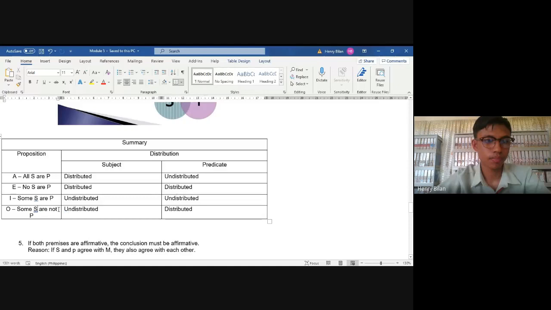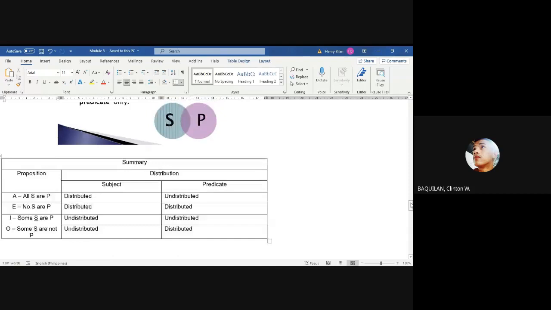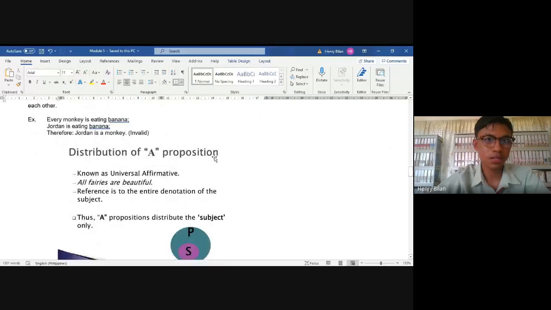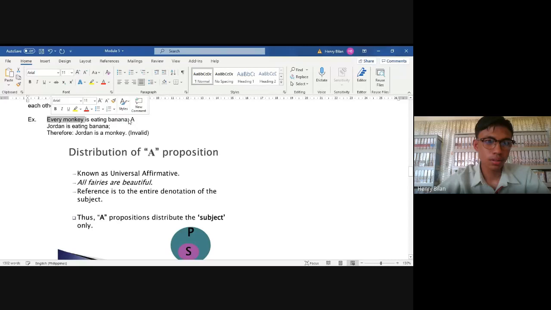So, please, subject DDUU or predicate UDUD. Take it. Put it to your heart, put it to your mind. Tapos balikan natin ito. Every monkey is eating banana. So this is an A proposition. Kaya ibig sabihin, distributed ito, ito, undistributed. Kaya particular siya.